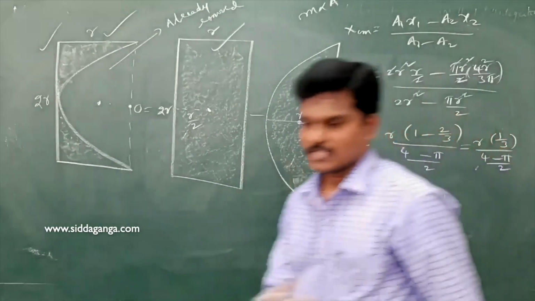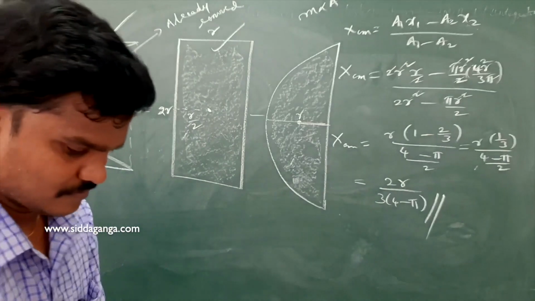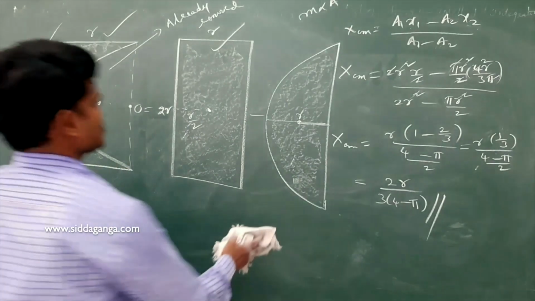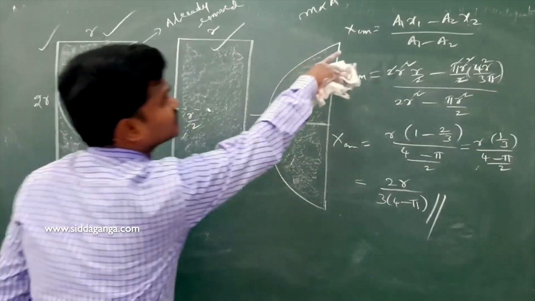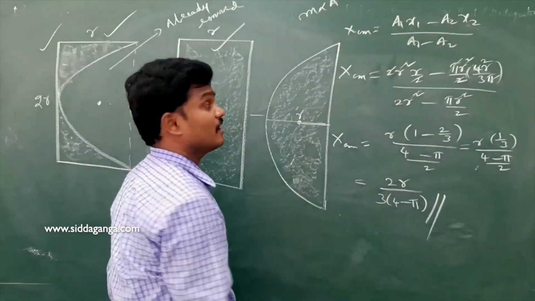Okay, now let us see some more easy questions. Say I am using (m1 x1 - m2 x2) / (m1 - m2). m1 is nothing but mass proportional to area.